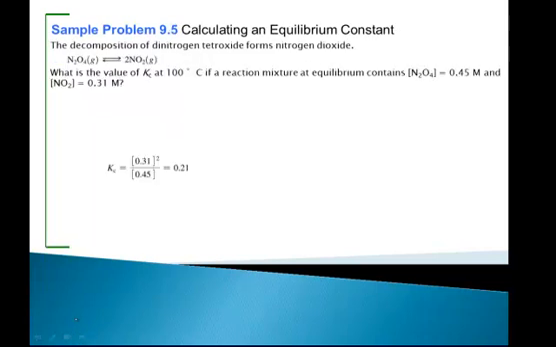In the next one, they want me to find the value of Kc, and they've given me concentrations. So the first thing I want to do is set up my expression. So I'm going to have NO2 squared over N2O4. I'm going to put in the value that I have for NO2, which is 0.31, and it's squared. Then I divide by my N2O4, which is 0.45, and I should get 0.21. And there would be the expression that I used.